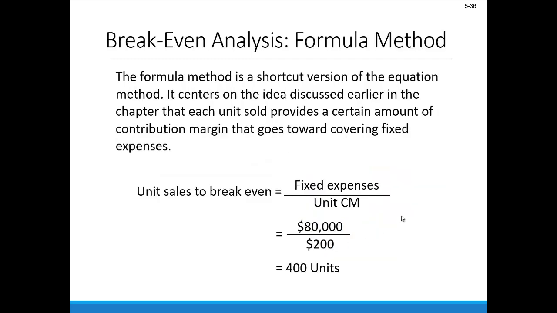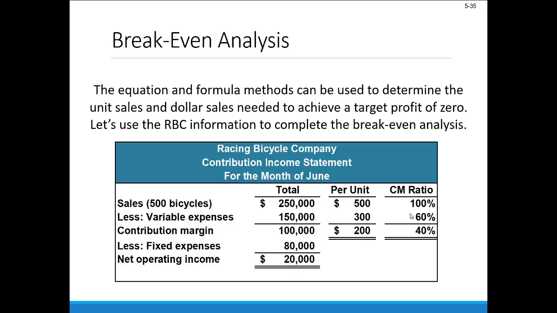So the formula method to figure out the break-even point is the shorter version relative to that equation method that we'll briefly touch on. It really centers on this idea that we talked about earlier, that each unit sold can provide a certain amount toward the bottom line. So toward covering fixed costs and then generating a profit. And that was our unit contribution margin measure. So for Racing Bike Company, every bike they sold contributed $200 toward that potential profit.